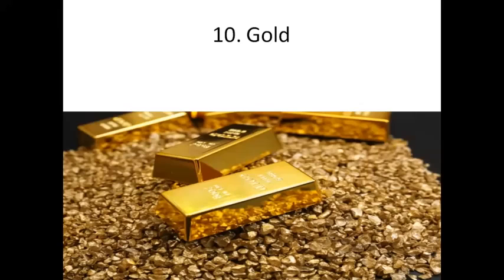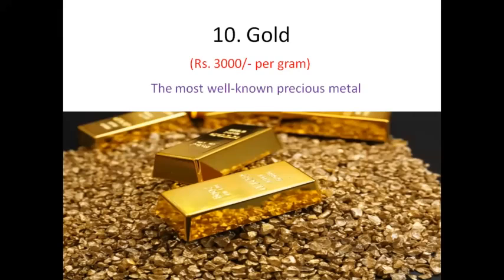During this COVID situation, the price of gold rose to 50,000, meaning around 5,000 per gram, but in normal times it was at a rate of 30,000 for 10 grams, so 3,000 per gram. So it is the most well known or precious metal at number 10.